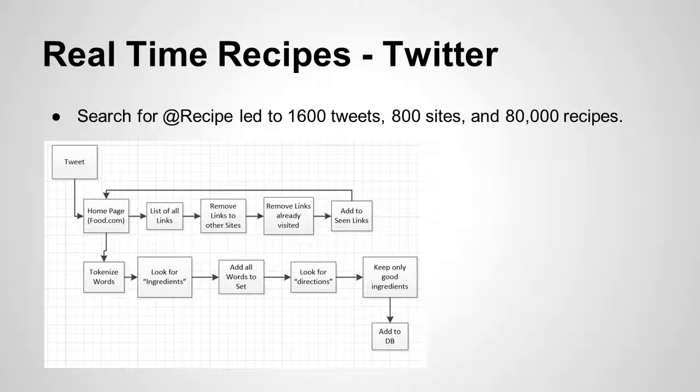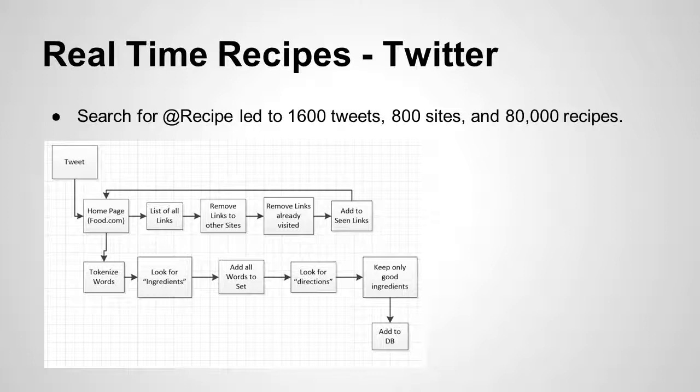This slide shows us the architecture for the real-time recipes that we got from Twitter. We started with a tweet which led to a particular site. In this example, it's food.com. From that site, we got a list of all the links on the page, made sure that the links stayed on the site and didn't link to another site, compared it to the list of links that we already had, so that we were looking at only new links, and then we put it back at the start and continued crawling through the site until we had all the links on the site.